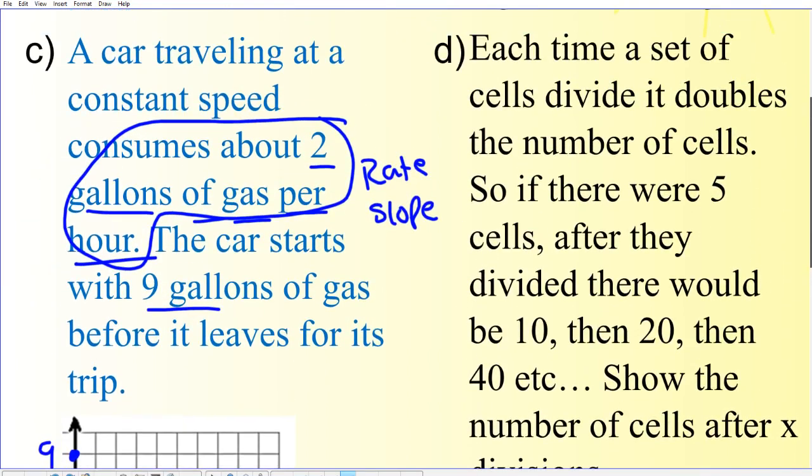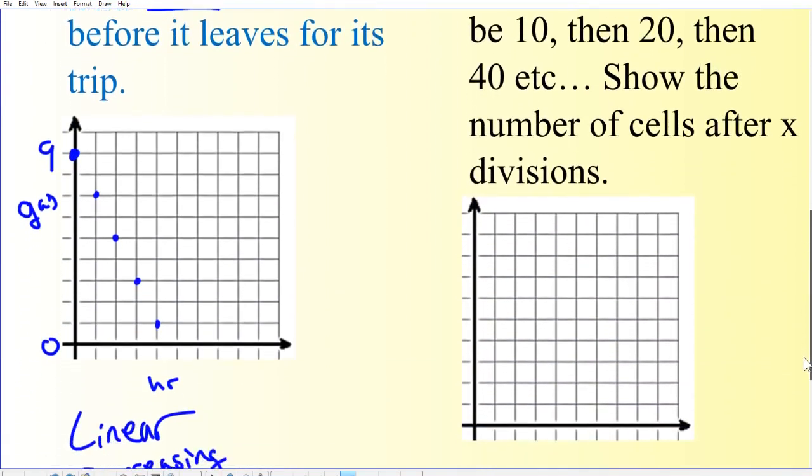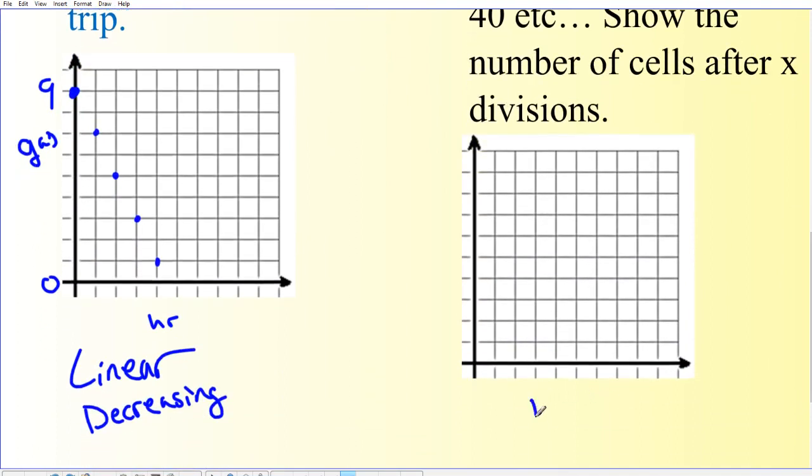Okay, letter D. Each time a set of cells divides, it doubles the number of cells. So if there were 5 cells, after they divided, there would be 10, then 20, and 40, etc. Show the number of cells after x divisions. Okay, so divisions and cells.